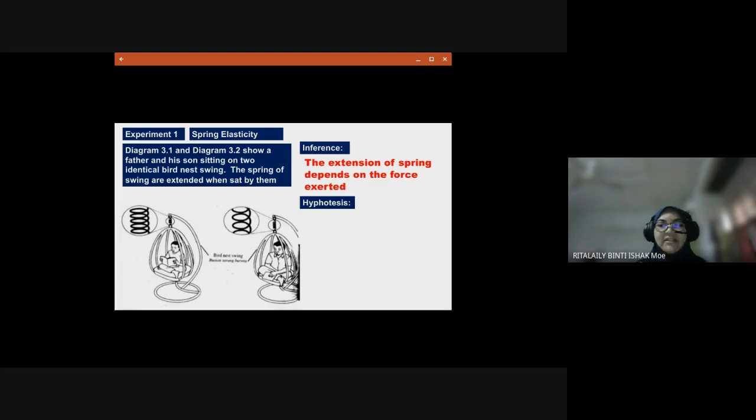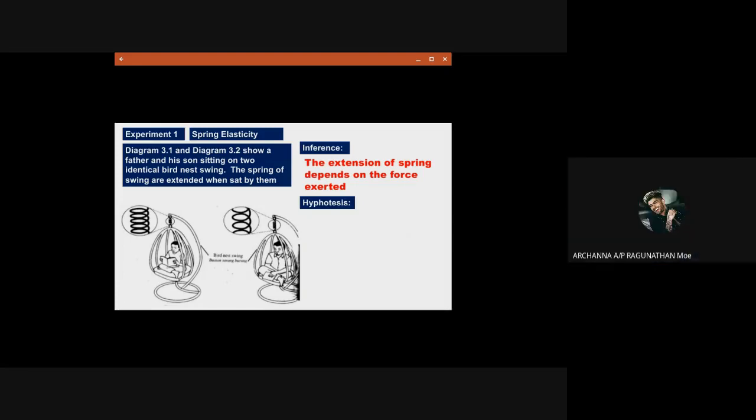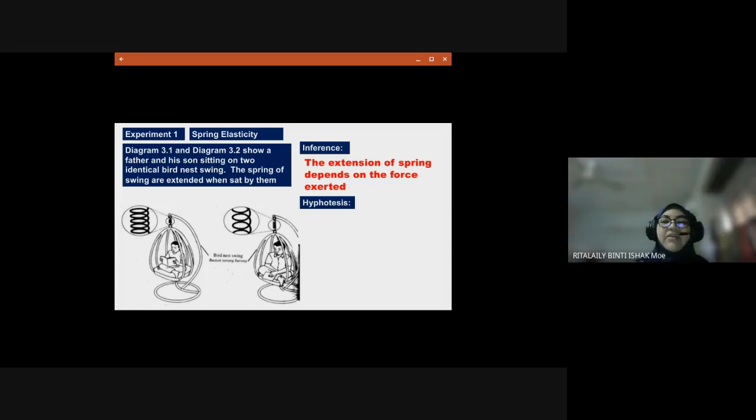As for the hypothesis, Archana. So the greater the force exerted onto the spring, the greater the extension. Or the higher the force, the longer the extension. So the hypothesis is a more specific relationship: how does the force affect the extension?